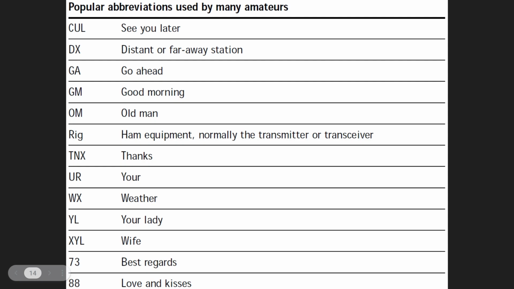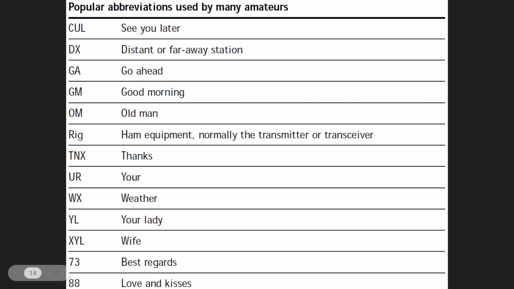And 73 is also very common. When you finish your conversation, you want to say bye-bye to others, so you use 73, which means best regards. I don't know why they use that number, but it is very common among hams. Bye-bye is not used, but it can be used by a lady, though it's not common for men to use it. It means love and kiss, so if they say bye-bye, you know what they are referring to.